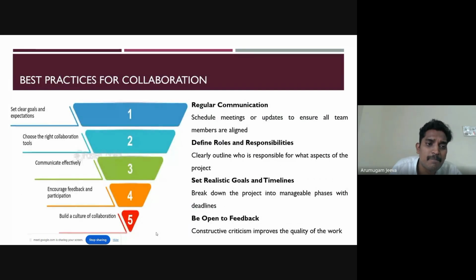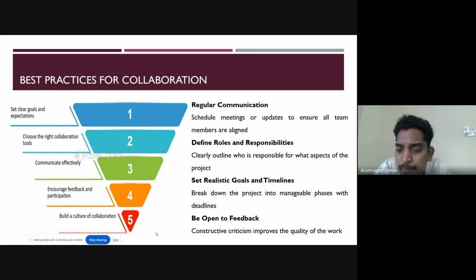And what are the best practices for collaboration? It is very clear. We need to have regular communication. Schedule meetings and updates, have a proper follow-up to ensure all team members are aligned and focusing on the common goal which has already been discussed that we have to work on. In this regular communication, we should be very clear on our goals and expectations. You can choose the right collaboration tools, as I told you.